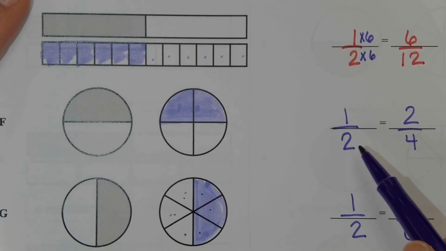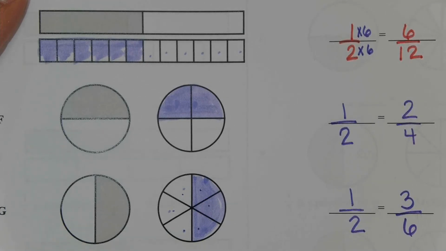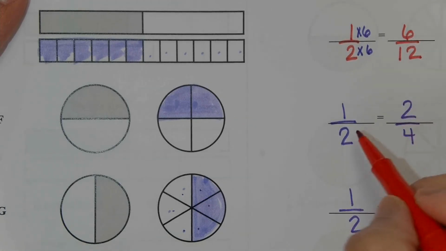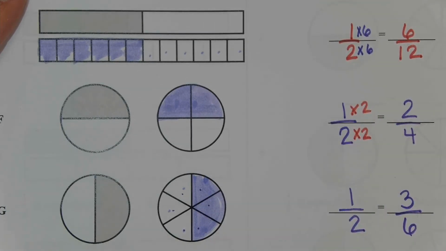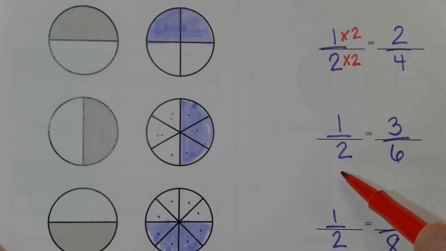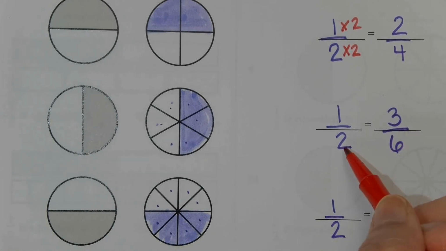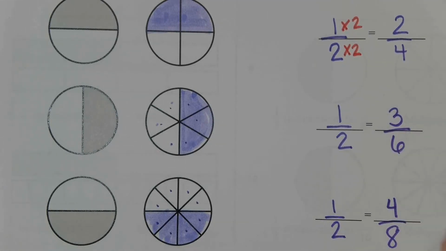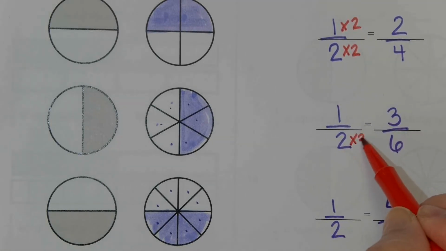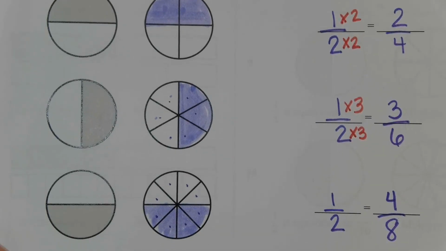Letter F, let's look at our denominators, 2 and 4. 2 times what equals 4? 2 times 2 equals 4. 1 times 2 equals 2. Letter G, look at our denominators, 2 and 6. What factor times 2 equals 6? Well, 2, 4, 6 is 3. So 2 times 3 equals 6. 1 times 3 equals 3. So you will continue that same process.